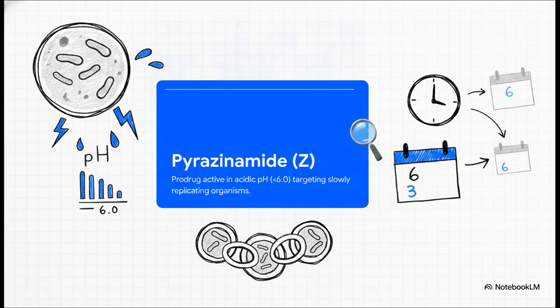Okay, let's move on to pyrazinamide and see how it builds out our arsenal. Just like isoniazid, pyrazinamide is a prodrug, converted by pyrazinamidase. But its real superpower? Its environment. It is active almost exclusively in a highly acidic pH, so less than 6.0. This lets it dive deep inside phagocytes and granulomas to hunt down and destroy those slowly replicating organisms just hiding out in those harsh, acidic environments. And honestly, that's exactly why it lets us shorten standard TB treatment from 9 down to 6 months.